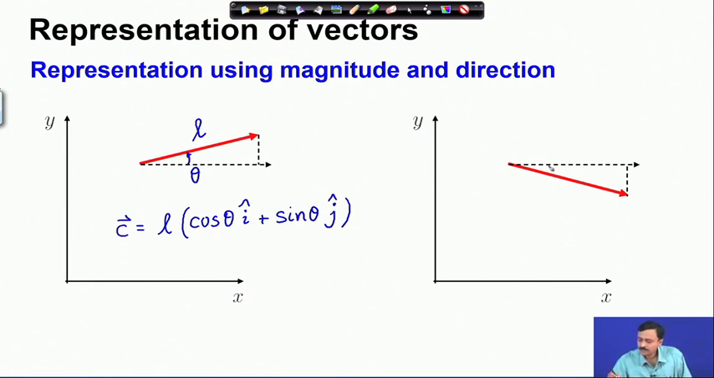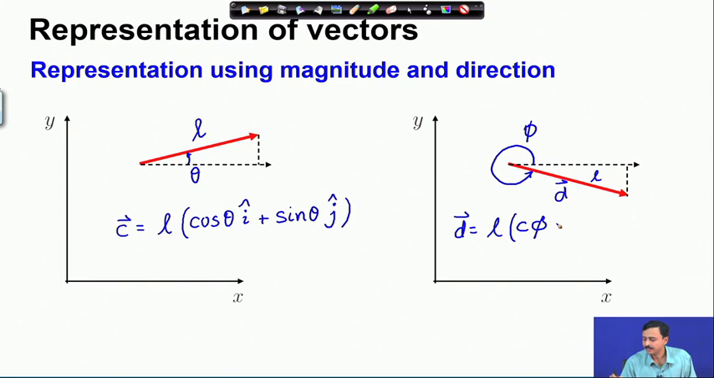Now, when it comes to a vector as I have shown you on the right, this should actually be the angle. So, from the datum measured positive in the counterclockwise sense. Therefore, suppose this vector is D, then D has a representation of, let us say the magnitude is L, then L cosine phi i cap plus sine phi j cap.